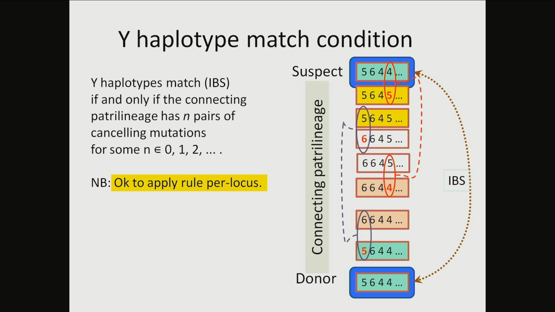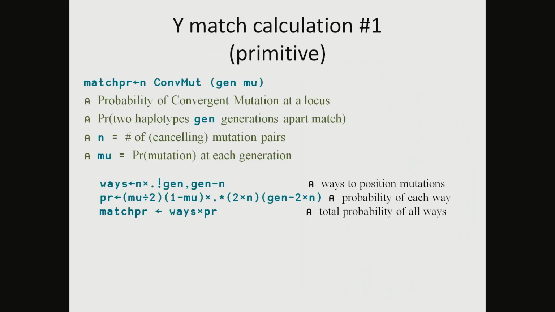Two types match in general if and only if the connecting patrilineage has n pairs of canceling mutations for some n. Now, when I wrote the slide, I was thinking of n applying to mutations across all the loci at once, but we can equally do it locus by locus, which is wonderful. You can't think of the Y probabilities locus by locus, but you can think of the evolution locus by locus. So that gets you somewhat around that problem.